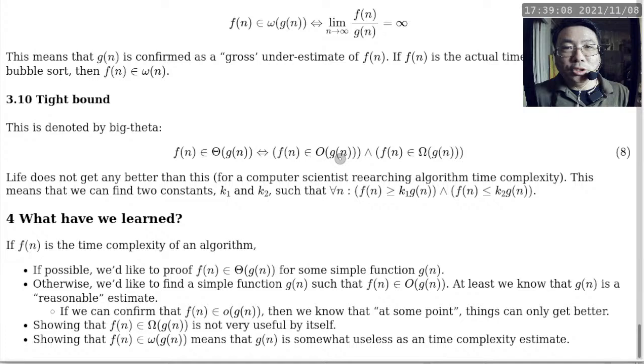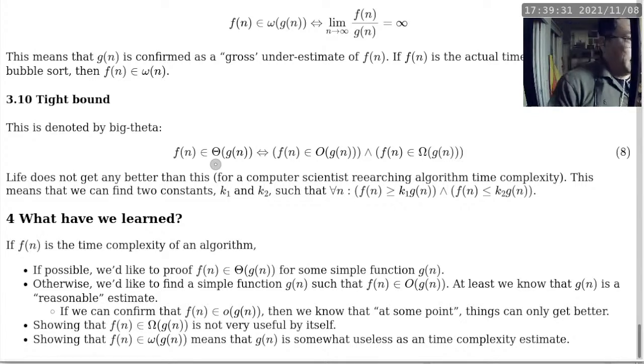So if g of n is both the lower bound and the upper bound of f of n, then we call it big theta. We really want to find big theta in most cases because we want a tight bound on the time complexity of an algorithm. So that's kind of the bottom line.